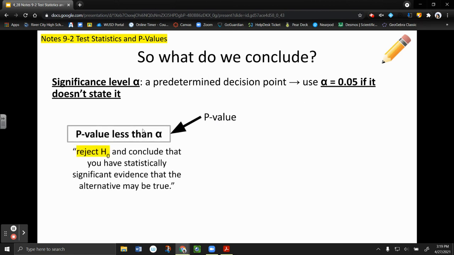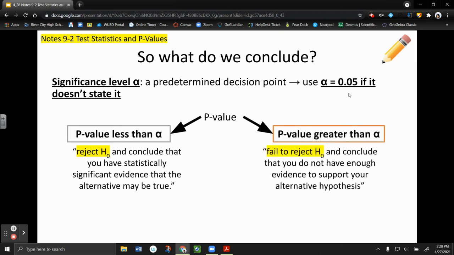If our p-value is below or less than alpha, our decision is to reject our null hypothesis, because remember, small p-values give us evidence against our null, so we're going to reject it. And what we conclude is that we have statistically significant evidence that the alternative may be true. If our p-value is greater than alpha, so it's above 0.05 or whatever your alpha level is, we fail to reject our null hypothesis. So these are the decisions we might make. We either reject or we fail to reject. When we fail to reject, we conclude that we do not have enough evidence to support our alternative hypothesis.